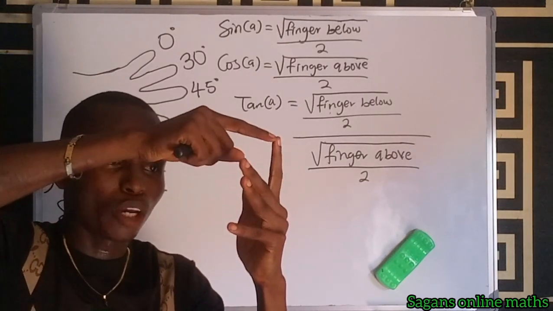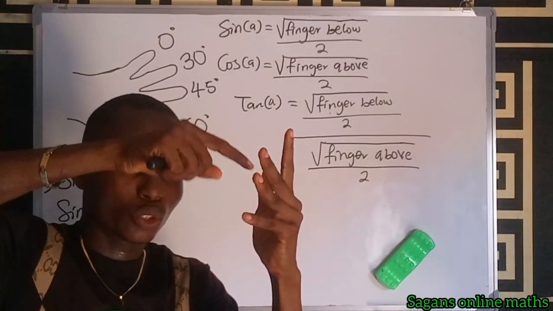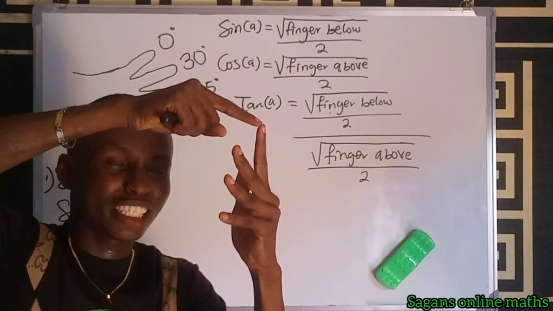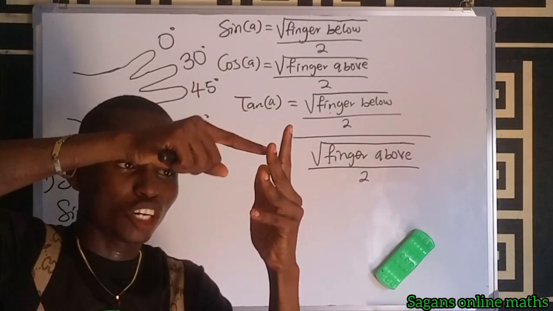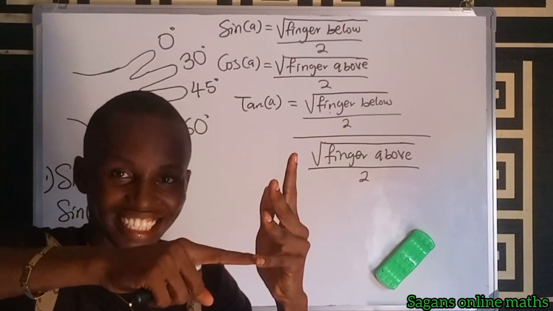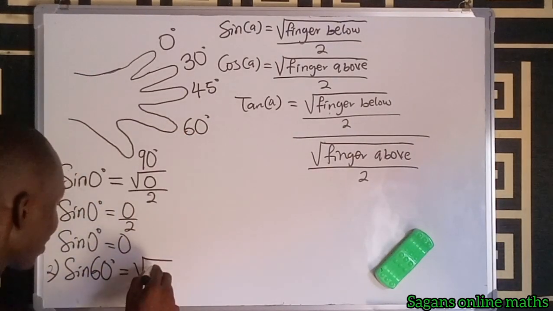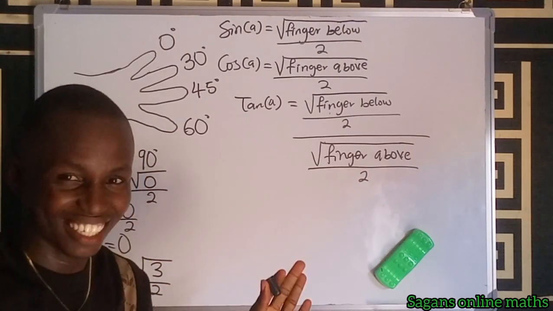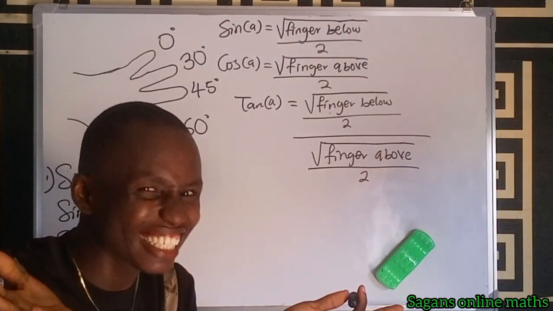Look at below and let's count the numbers we are seeing: 1, 2, 3. This is 60, this is 45, this is 30, this is 0. So if this is 60, the number below is 3. It means the square root of 3 divided by 2 is the answer of sine 60 degree. You're done in short form. Can you see how simple and interesting it is?